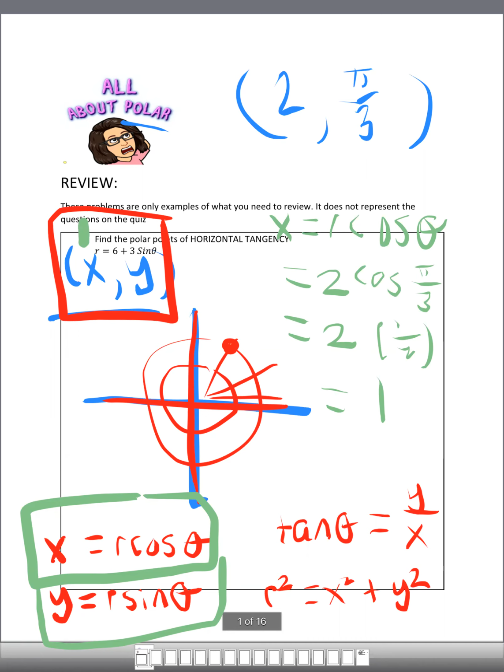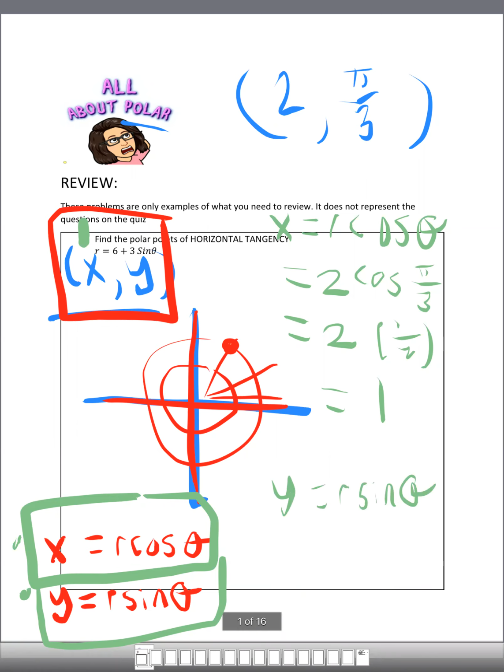Now the y. Let me erase these two on the bottom because we don't need them for this particular problem. You're mostly going to be working with these two over here, so focus on those. y is equal to r sine of theta. The r is 2, the sine of pi over 3, and then you're going to end up with radical 3 over 2. And then we get that y is equal to radical 3.